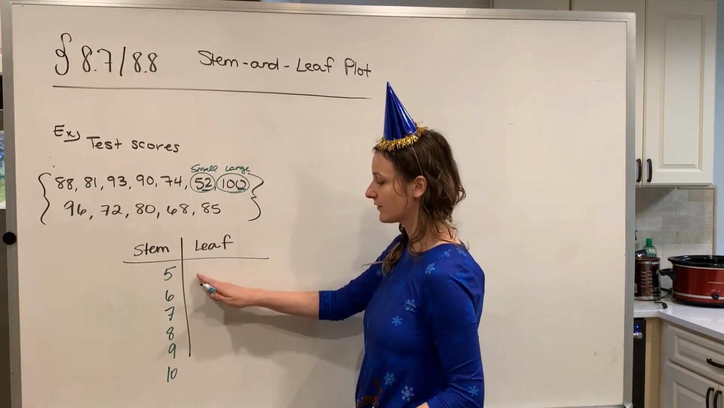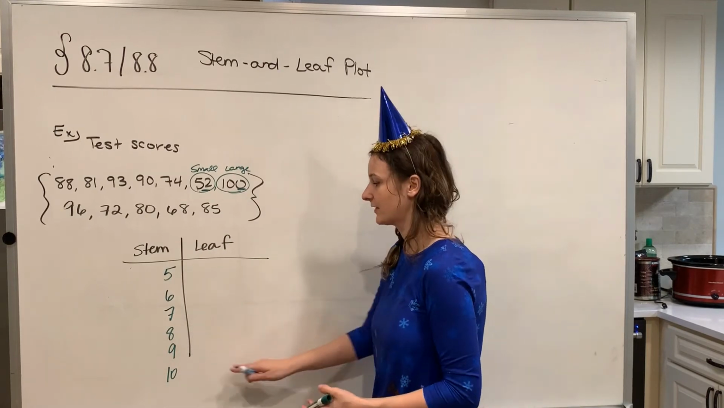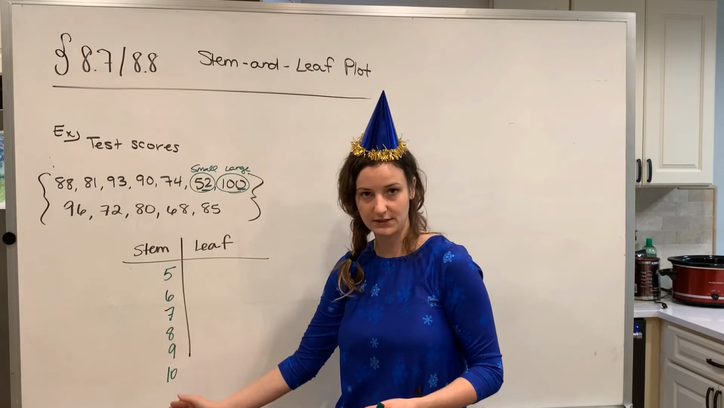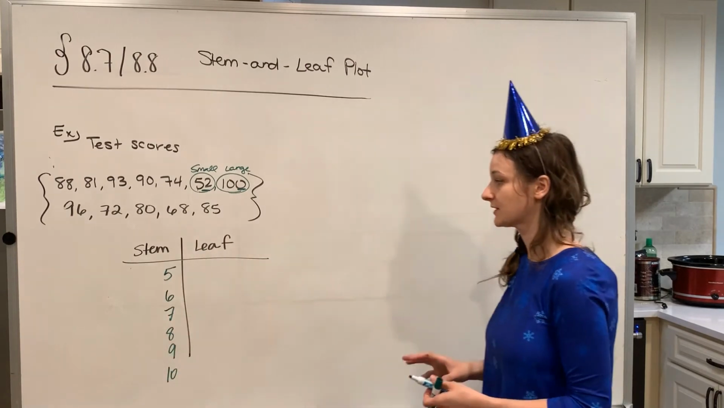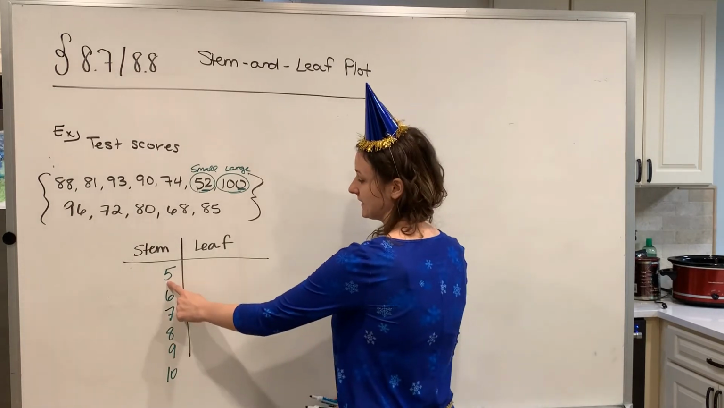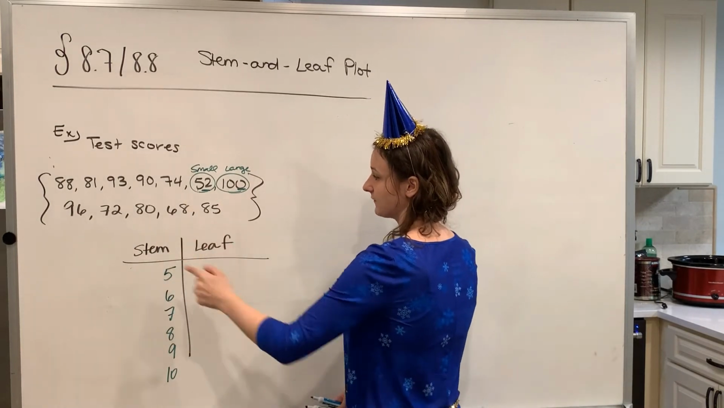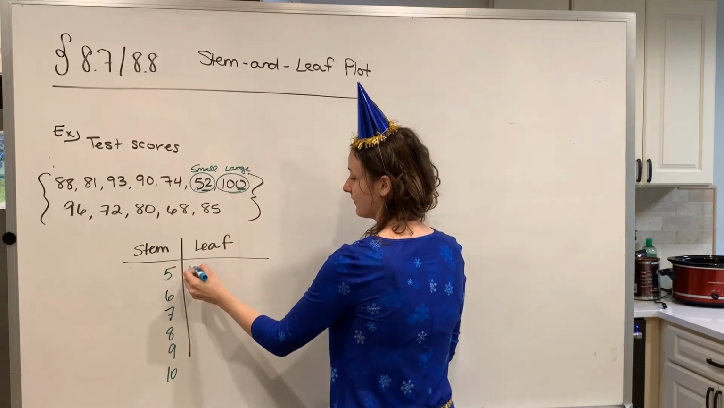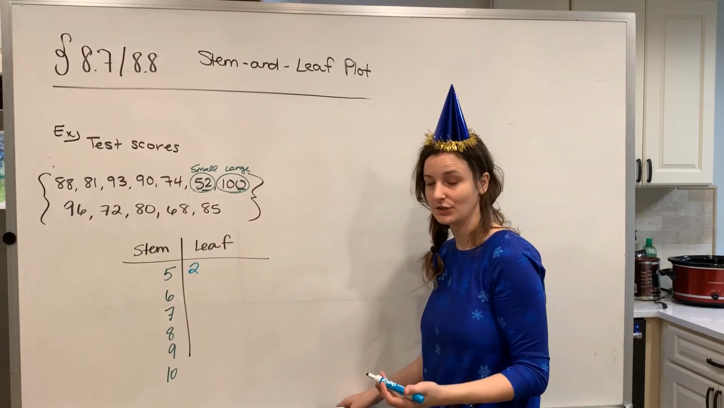So you could not jump from 5 to 7. You have to have everything there, okay? And so these represent the tens place for all of these numbers. Now I'm going to add in my leaves. So how many 50s, any test scores that are in the 50s? Well, I have the one here, 52. So I would put a 5 and a 2 to represent 52.